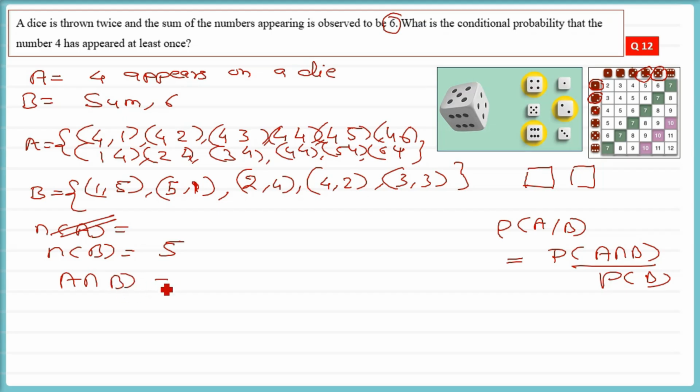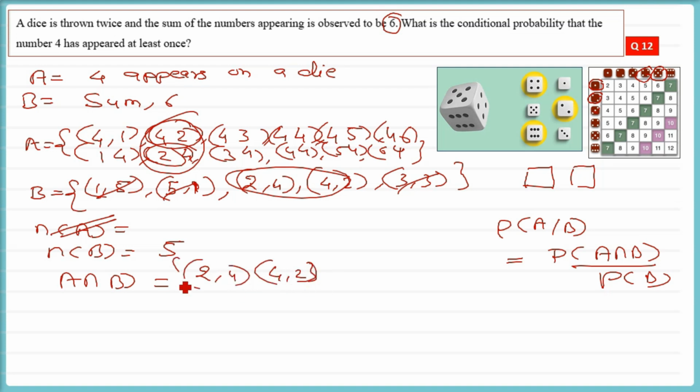A intersection B will be what? What is the commonality? Just see. 1 5 is there. Only if 4 comes first or 4 comes last is there a possibility. So 2 4 and 4 2. 2 4 is there, 4 2 is there. These two are common. So there are only 2 values, 2 4 and 4 2. The number of elements in A intersection B comes out to be 2. You have to count the elements in this set, which would be 2.